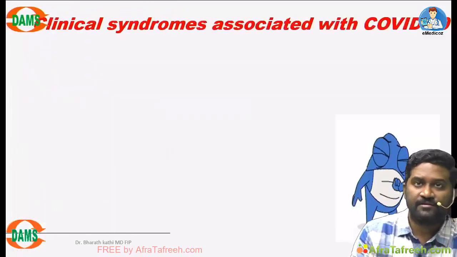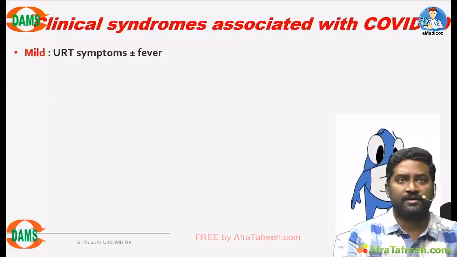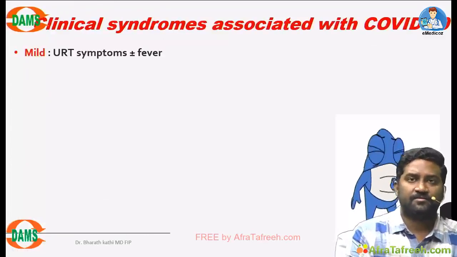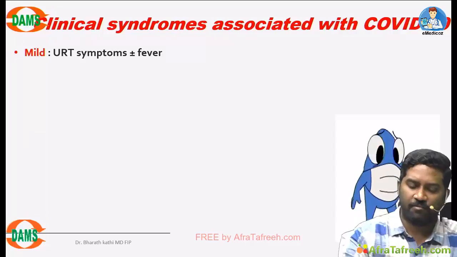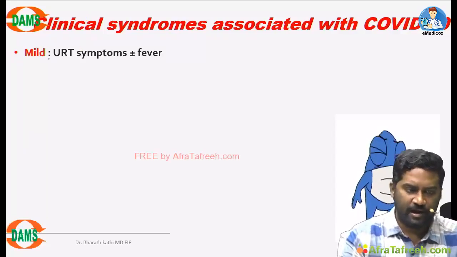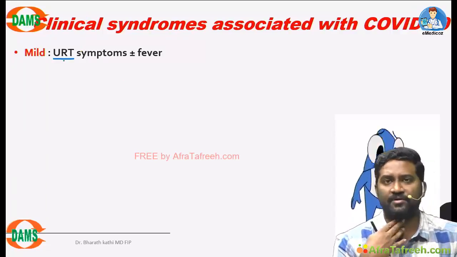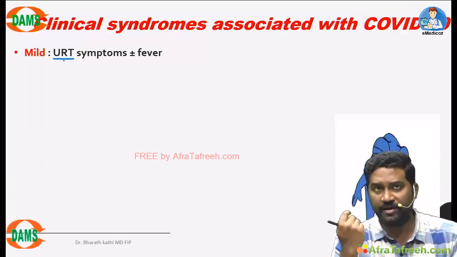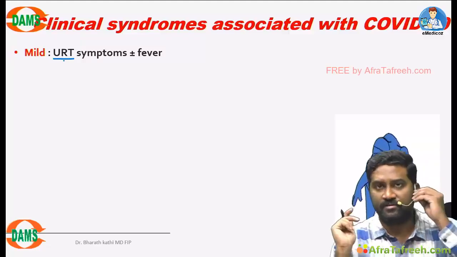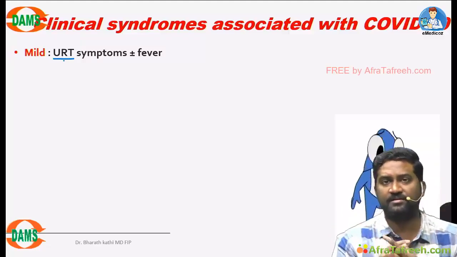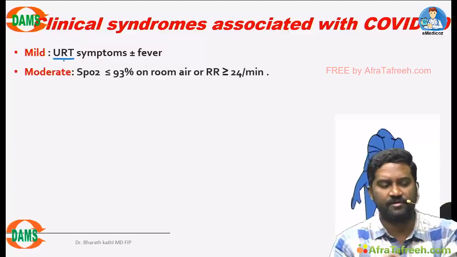Coming to the clinical syndromes associated with COVID-19. We can classify it as mild, moderate, severe. Mild generally is upper respiratory tract symptoms. Patient can have some throat pain, rhinitis, with or without fever. Nothing to worry. Mild upper respiratory tract symptoms with or without fever.